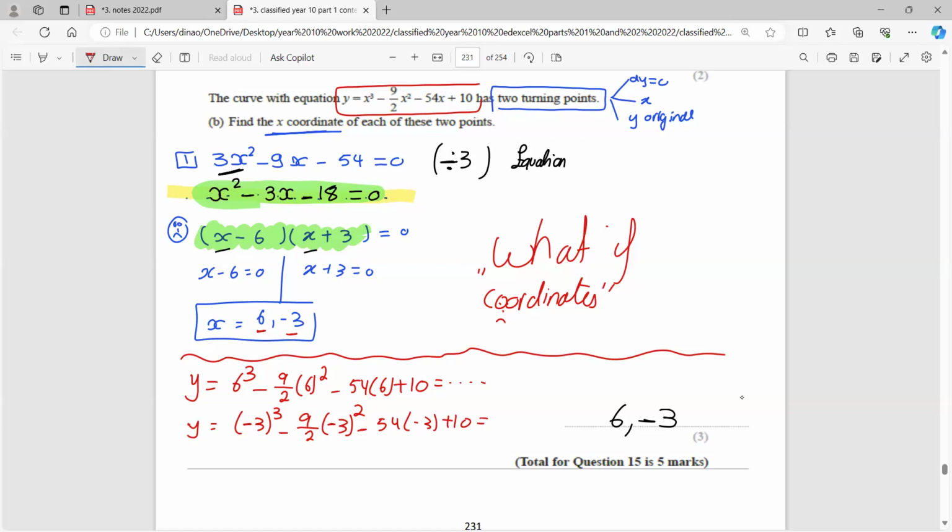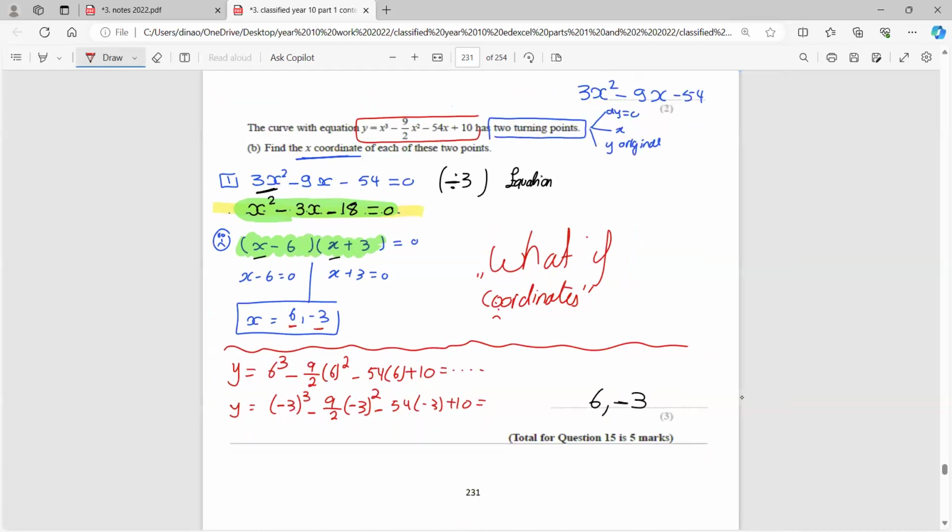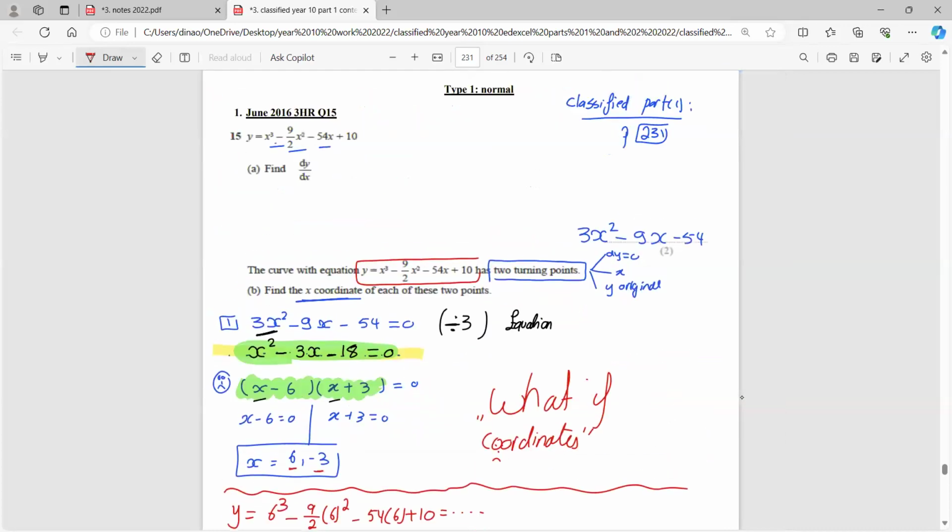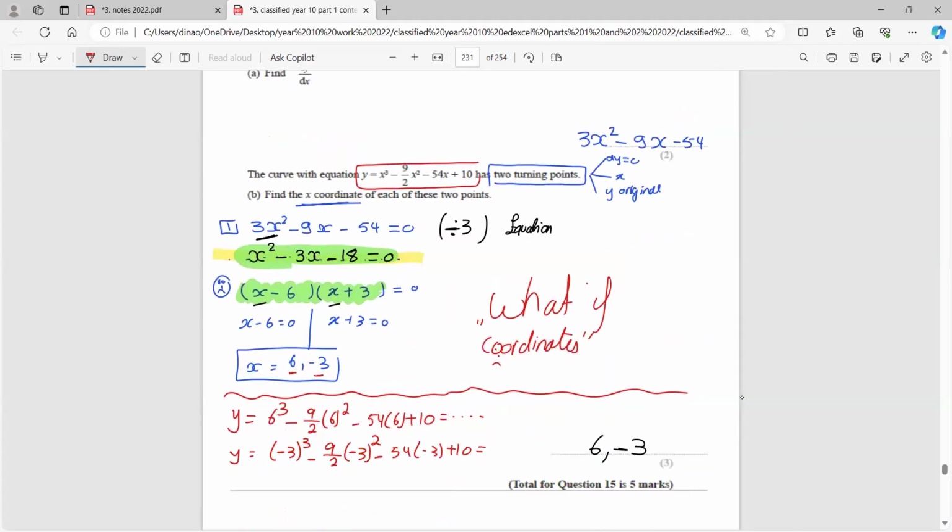So we calculate 6 power 3 minus 9 over 2, 6 squared minus 54 times 6 plus 10. Let me just make sure I haven't calculated anything wrong. 3x power 2, and here I have minus 9x minus 54. Okay, equals negative 9, equals negative 54. 6 and negative 3. Okay.